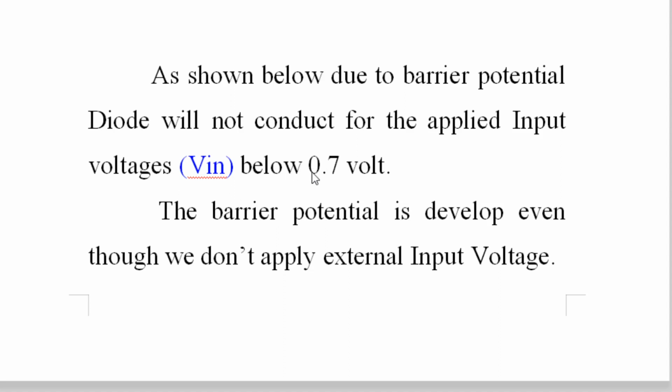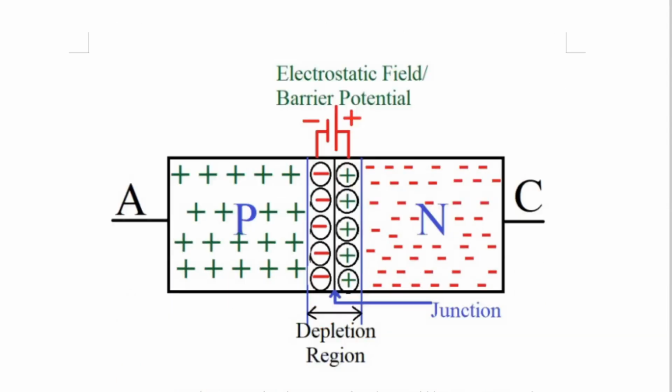The barrier potential in the case of silicon, which is widely used, is 0.7 volt, and therefore if the applied input voltage V in to the PN junction diode is less than 0.7 volt, then it will not conduct. Below 0.7 volt, the PN junction diode will not conduct, and that we are going to see in the diagram. The barrier potential is developed even though we don't apply external input voltage. And see, this is the diagram.